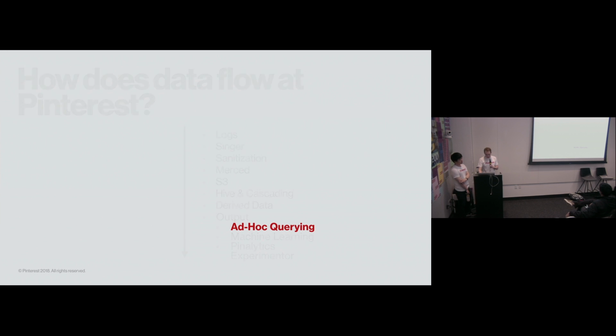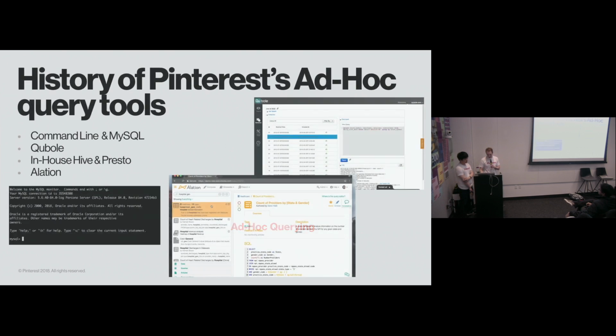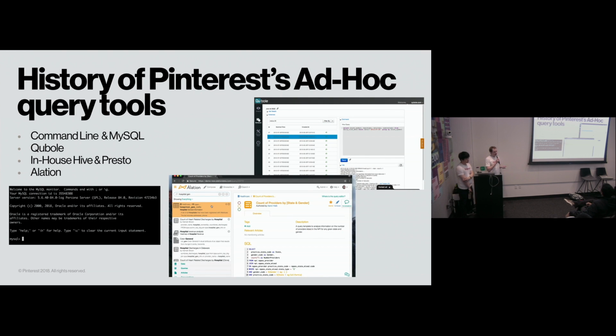In this talk, we'll be focusing on one of these main use cases, which is ad hoc querying. For ad hoc querying, we have had many different solutions across time in Pinterest history. These are the main tools that we have had in the past. We started, of course, 5-6 years ago when Pinterest started to have a lot of data. We started to use the command line and MySQL. Of course, at some point in time, this didn't scale.